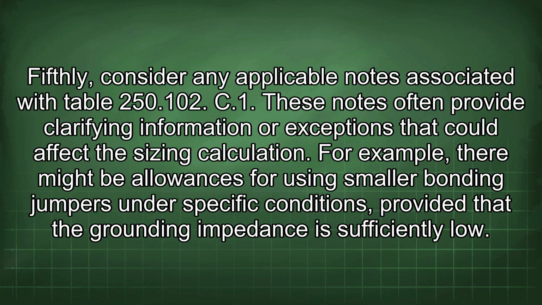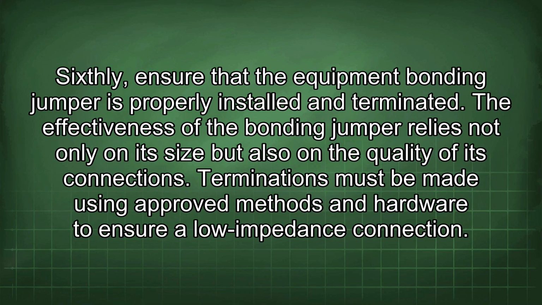Fifthly, consider any applicable notes associated with Table 250.102(C)(1). These notes often provide clarifying information or exceptions that could affect the sizing calculation. For example, there might be allowances for using smaller bonding jumpers under specific conditions, provided that the grounding impedance is sufficiently low.